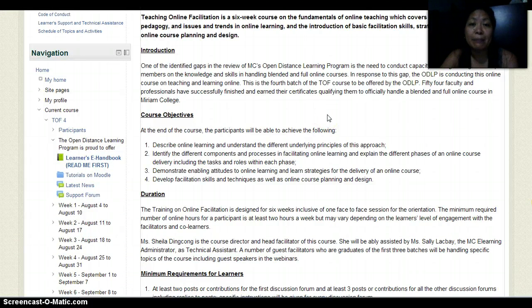Okay, so the introduction is an identified gap of the MC Open Distance Learning Program: the need for capacity building for our faculty in handling online classes and blended classes. In response to this gap, we are conducting teaching online facilitation courses, and here's the fourth batch for our faculty members and professional employees. So far, we have 54 faculty and professionals who have successfully completed this course and have earned their certificates, qualifying them to officially handle a blended and full online course in Miriam College.